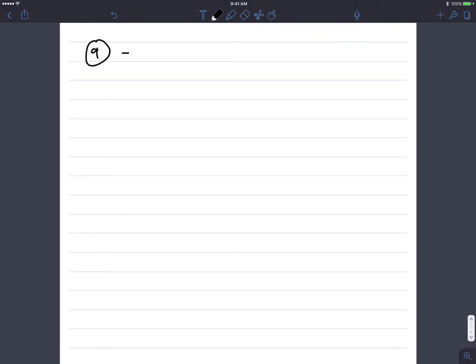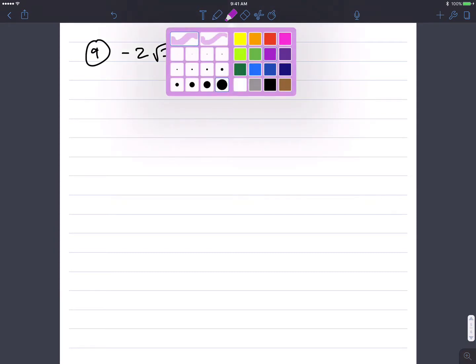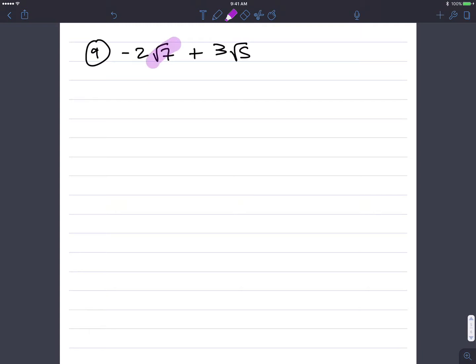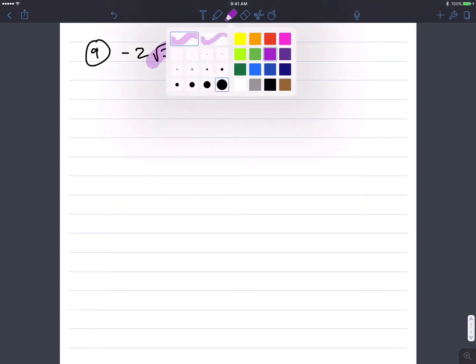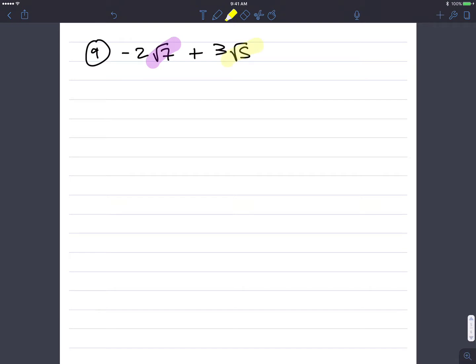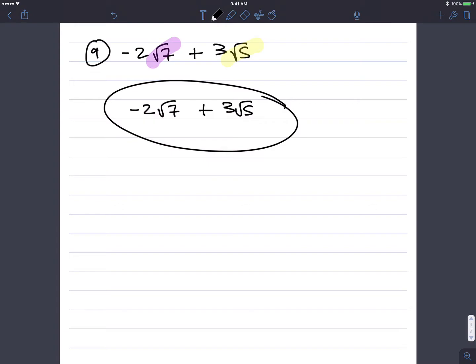Number 9, negative 2 times the square root of 7 plus 3 times the square root of 5. Notice that both radicals are simplified. So if I owe 2 apples and I have 3 bananas, I cannot combine my fruit. My apples and bananas don't combine. So I have negative 2 times the square root of 7 plus our 3 times the square root of 5, and we're done. This was already simplified. We cannot combine these terms because they're not like.